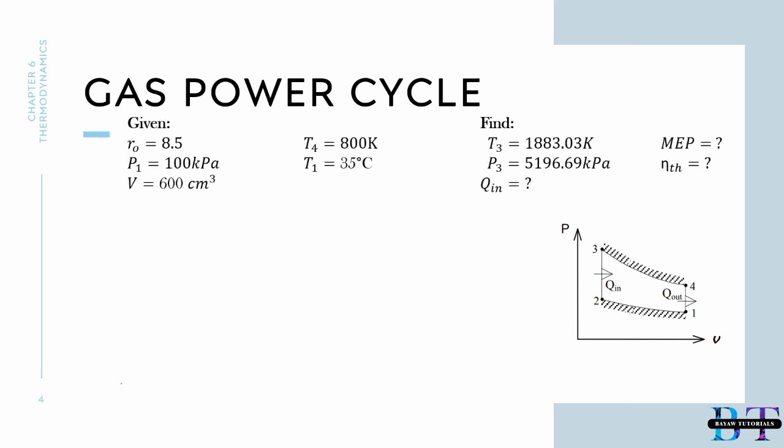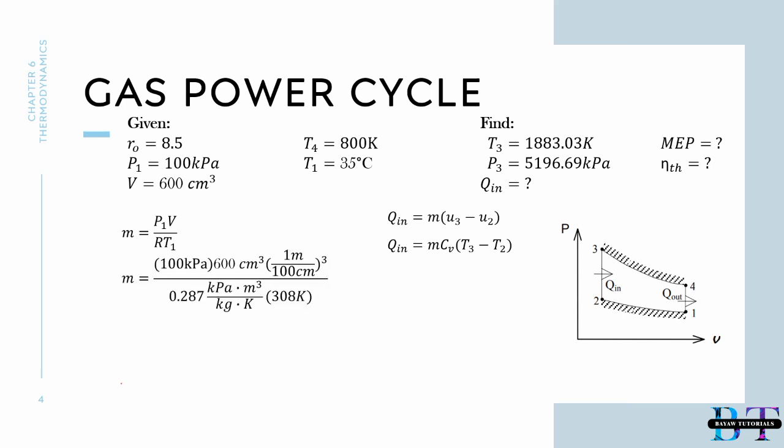Now let's solve for our Q in, and we can get that by multiplying our mass to our change of internal energy in state 3 and state 2. Or simply, our mass multiplied by our constant volume and the change in temperature in state 3 and state 2. Now we can have our mass using the ideal gas equation, manipulating that so that m is isolated on one side. We'll have on the other side P sub 1 multiplied by our volume all over our gas constant and our initial temperature.